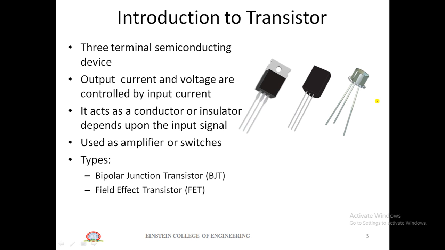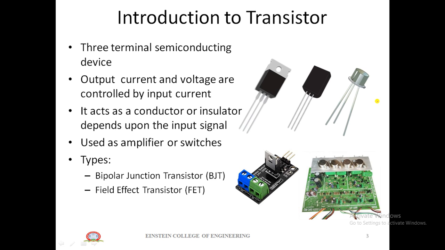Transistor is a three-terminal device. Its output current and voltage are controlled by input current, and it acts as a conductor or insulator depending upon the input signal. Transistors are used as amplifiers in analog circuits and high-speed electronic switches in digital circuits. There are two types of transistors: one is bipolar junction transistor, another one is field effect transistor.